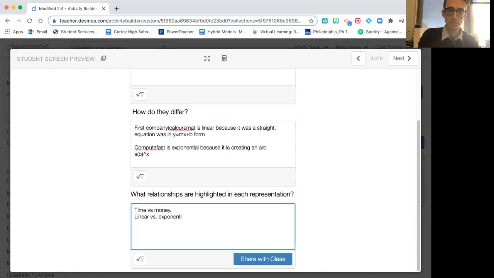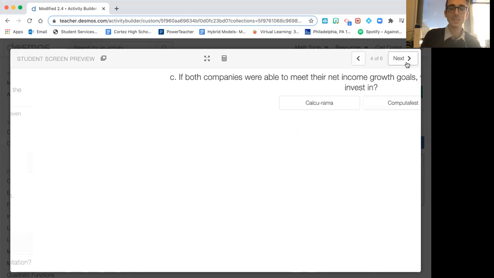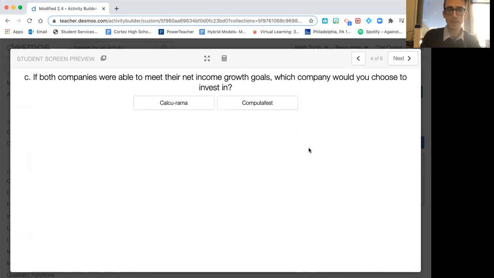We're also seeing linear versus exponential. Because ideally, if we're competitive with these businesses, one might be moving quicker than the other, and we want to kind of see why that is. If both companies were able to meet, which company would you choose to invest in? Well, I don't know. Calcurama was linear, which I like, and that number's easy to add up. But Computafest kind of looked as if it was running wild. I don't know. What would you pick?